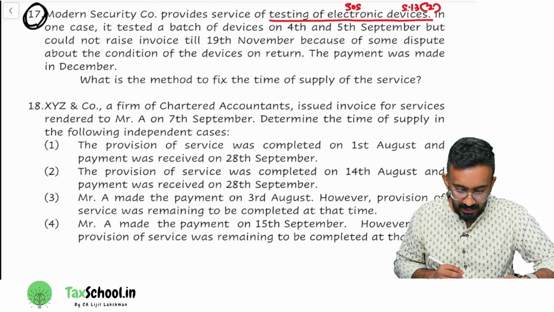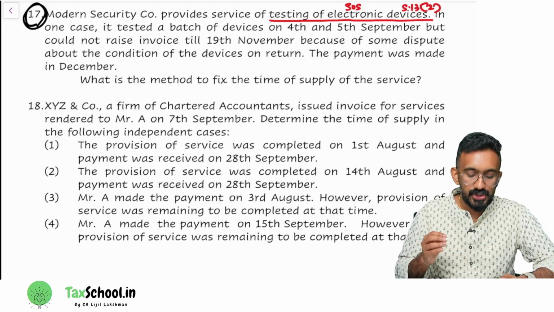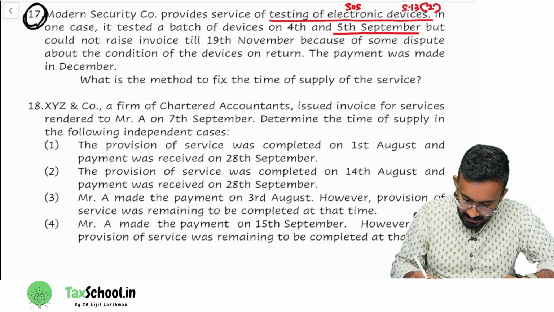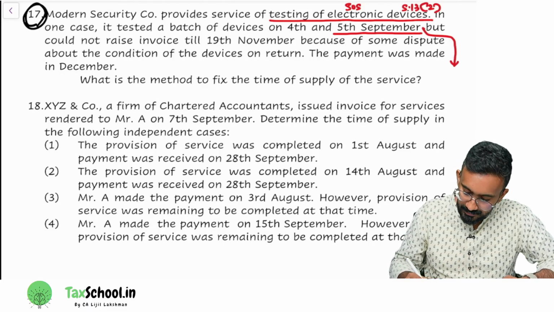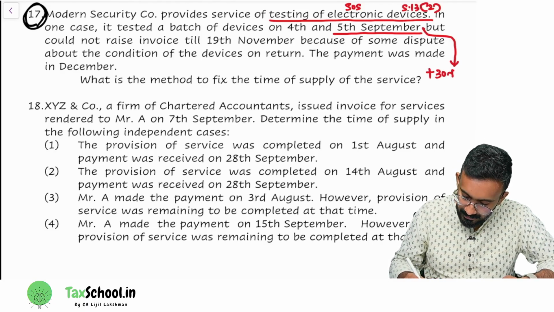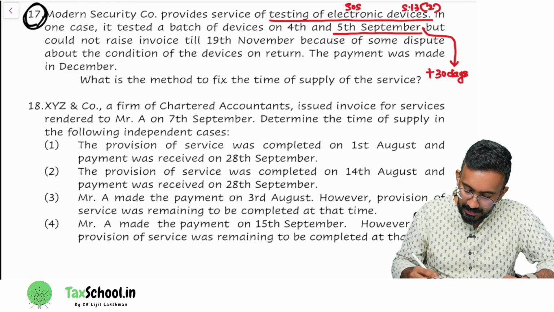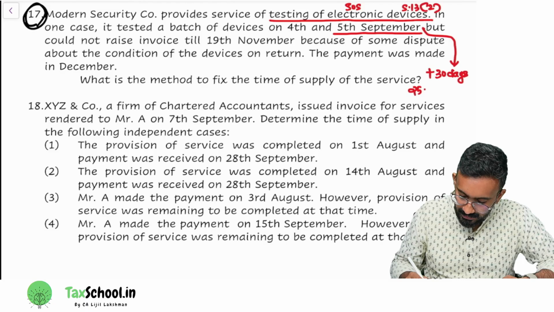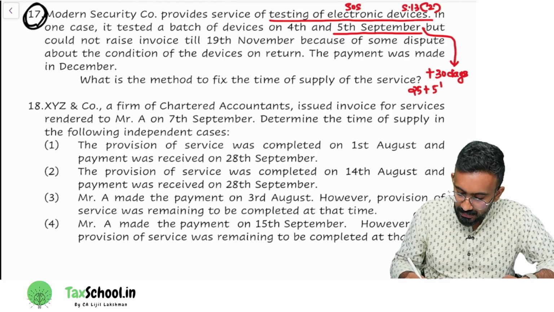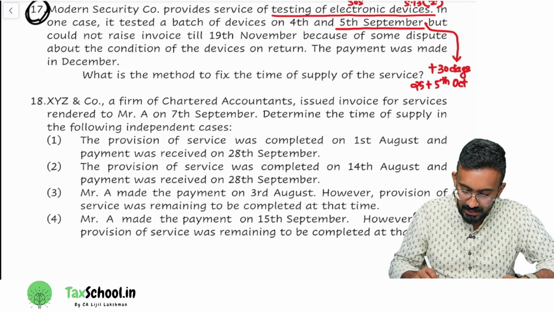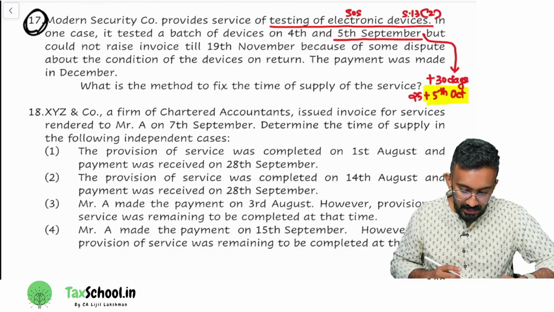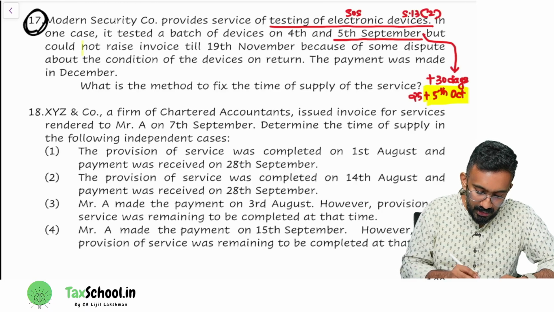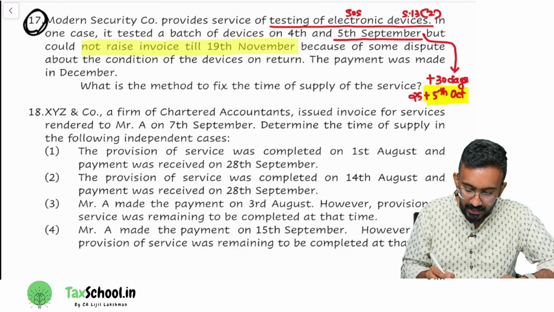So what is that I have to look at? What was the date of completion of my service? That is 5th September. Within how many days I should have given the invoice? 30 days from here. In September, I have 25 days left, total 30 days. 5th October is my 30th day. So what is the due date of giving invoice? 5th October. Did I issue the invoice within 5th October? No. Could not raise invoice till 19th November.